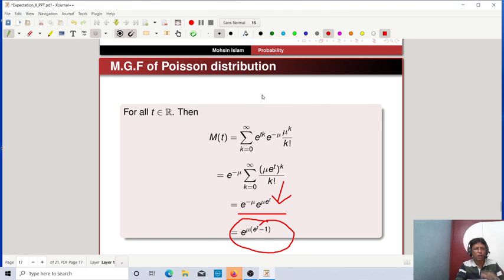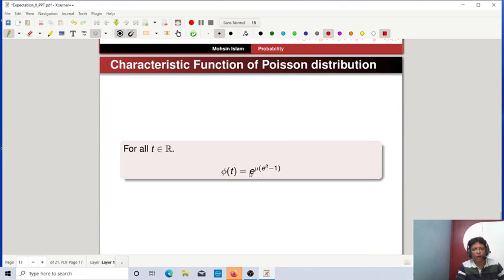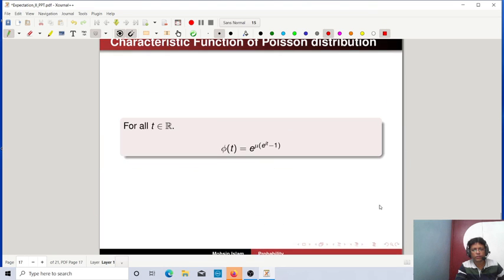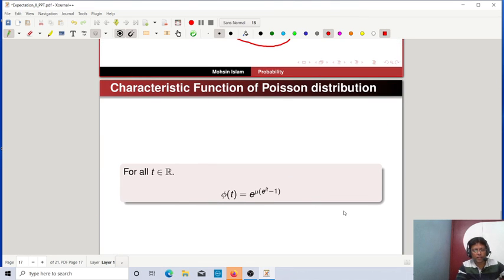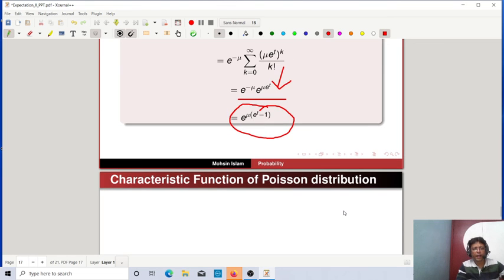Poisson distribution. Now you want to calculate the characteristic function of a Poisson distribution. The only difference is there will be one i. All the calculations are the same. So you can check that this is the calculation for phi t, the only difference is i. Okay, complex valued function, this is the characteristic function. So this is how you can calculate the moment generating function and characteristic function.